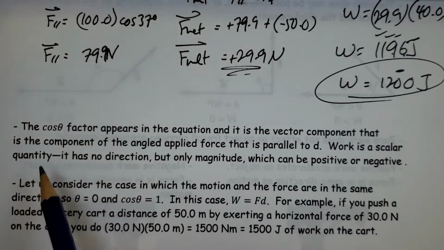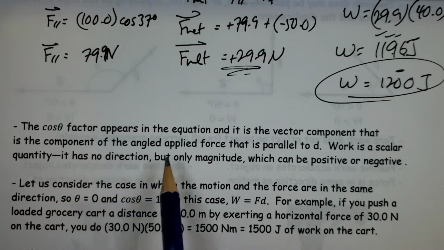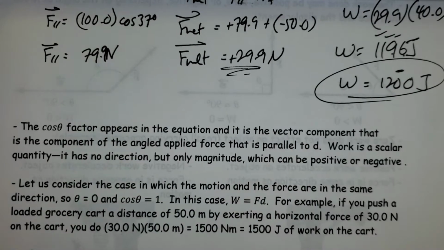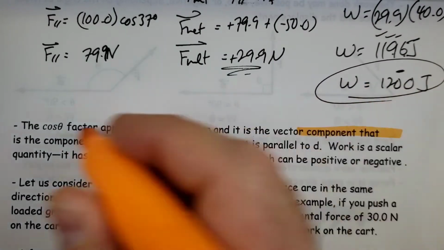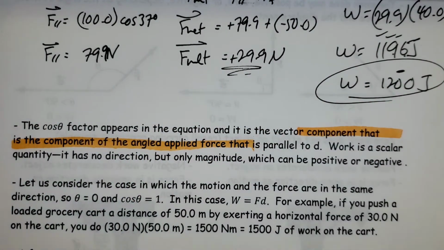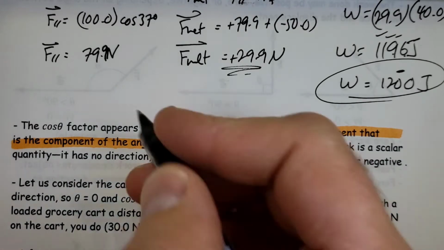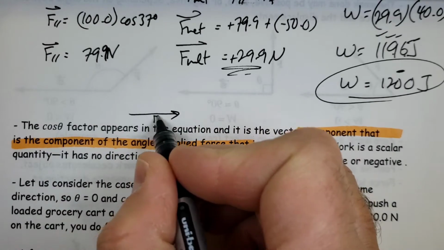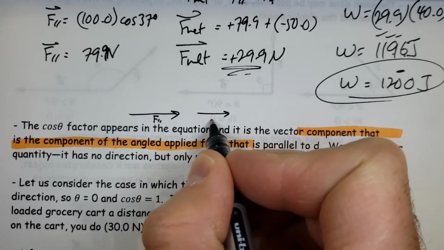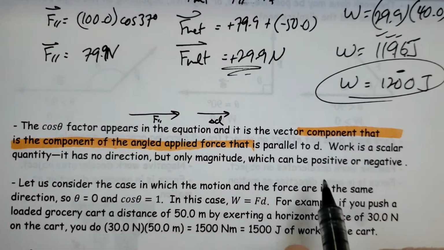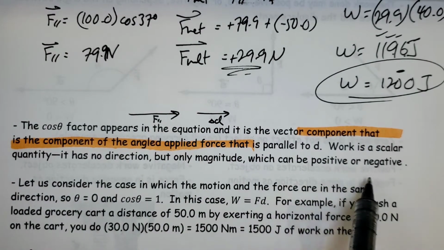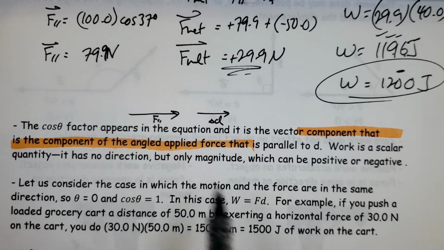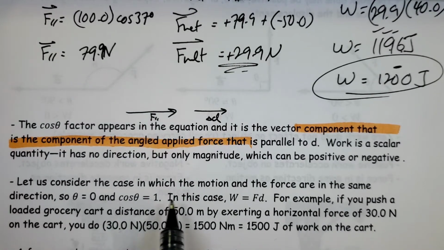As I mentioned in the other video, the cosine theta factor appears in the equation, and it is the vector component that is parallel to D. As we saw there, it's the one that is going to give you F parallel, that is parallel to D. Work is a scalar quantity, has no direction, only magnitude, but it can be positive or negative, as we'll see. So this paragraph here just talks about what I talked about on the previous page.